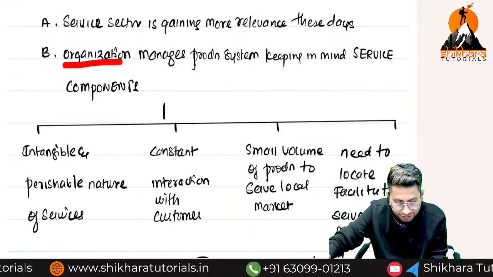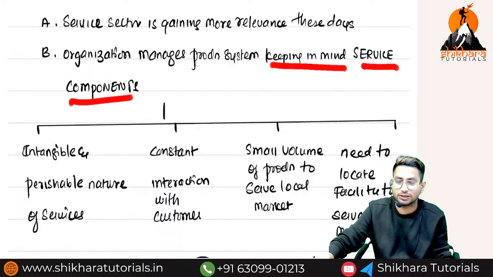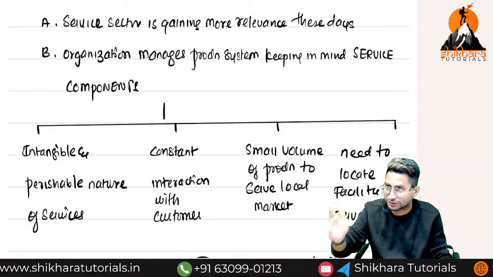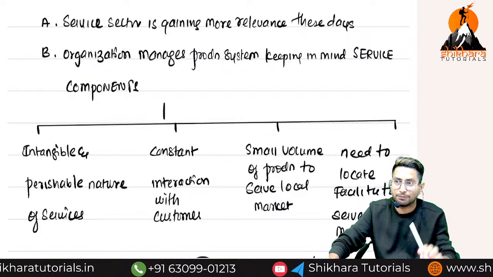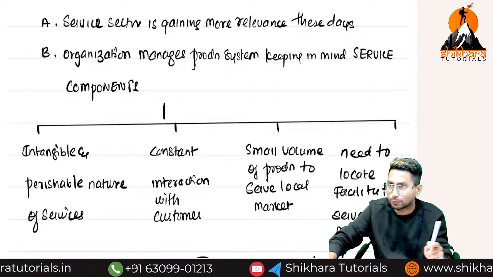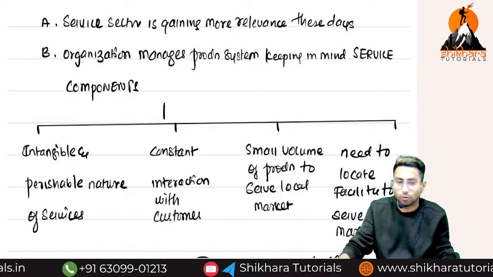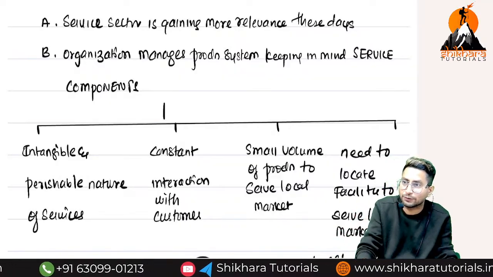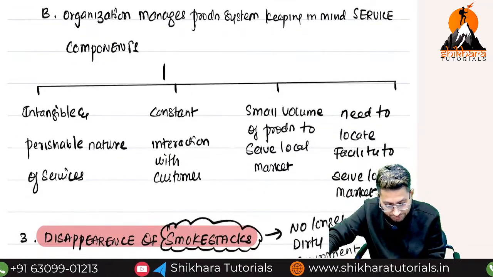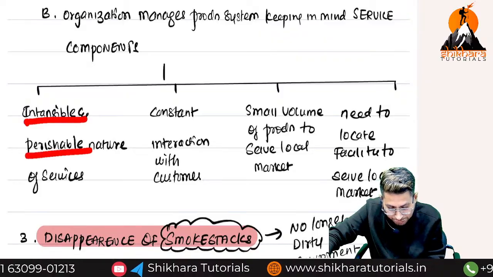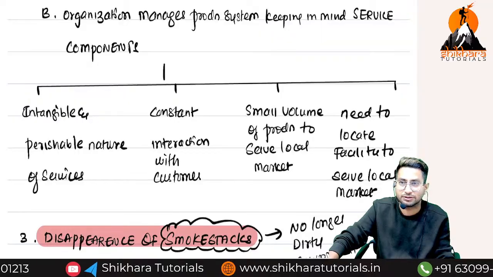Then the organization manages the production system, keeping in mind what? Service components. Never forget that you have to provide services just because you are a manufacturer. Like a car. Tata manufactures cars, right? But if any problem is there, will Tata rectify it also, after-sales service? Yes. So only manufacturing today, will it provide you advantage or service also? Simple. Now, services are what? Intangible and perishable in nature.